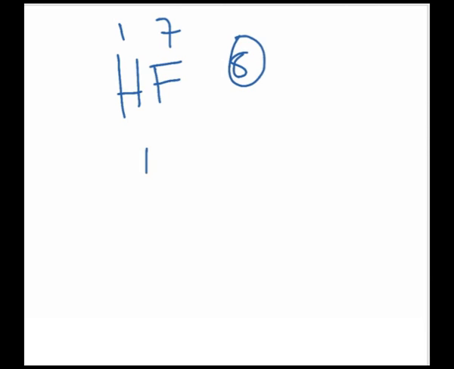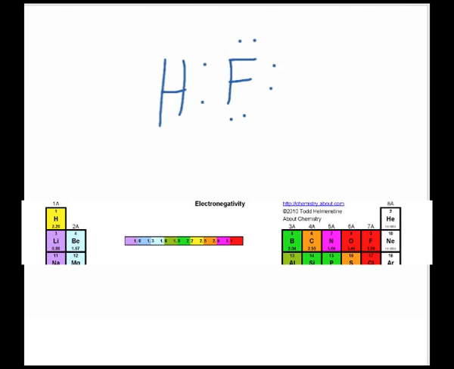Let's look at the molecule hydrogen fluoride. Fluorine has 7 valence electrons, hydrogen has 1, so we have a total of 8 valence electrons. To draw the dot structure for this, it would look like this. Now, what we need to do here is substitute for this bond 2 electrons. If we look at our table of electronegativities, we see that hydrogen has an electronegativity of 2.20. Fluorine has an electronegativity of 3.98.